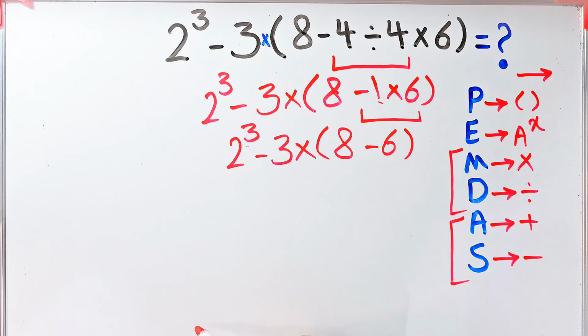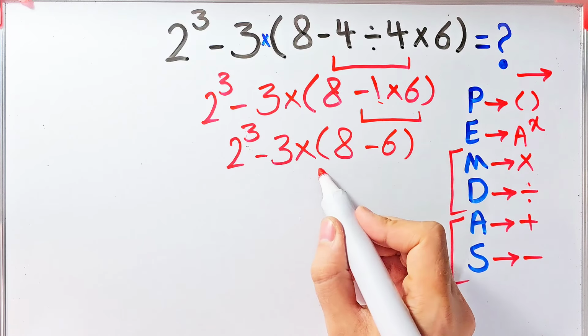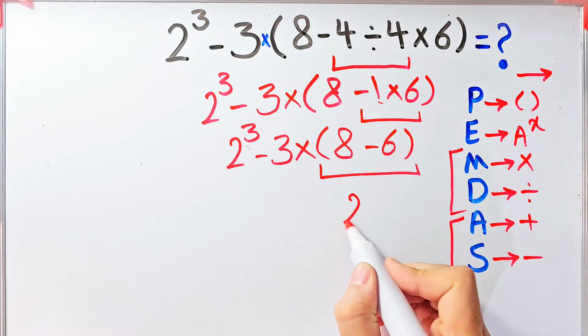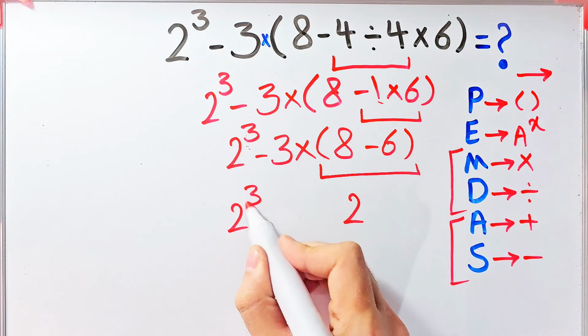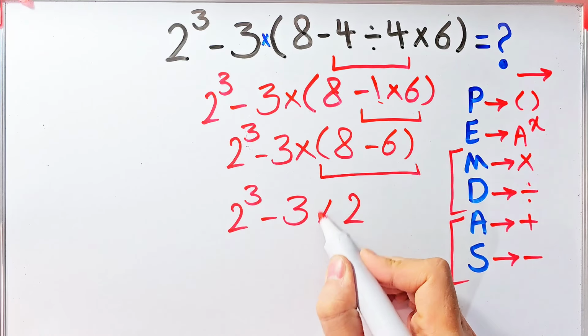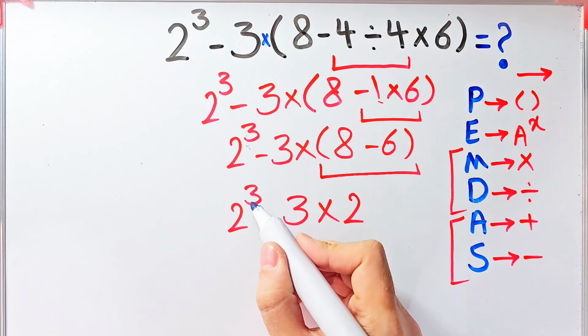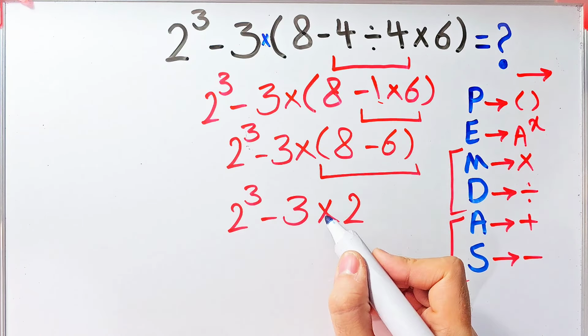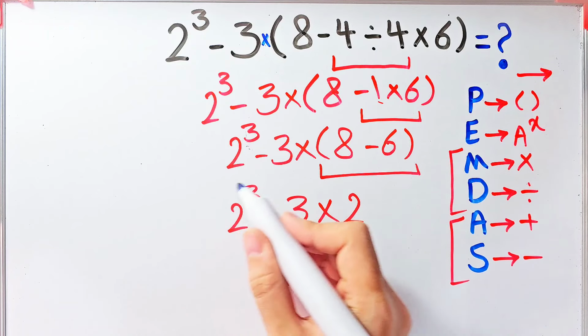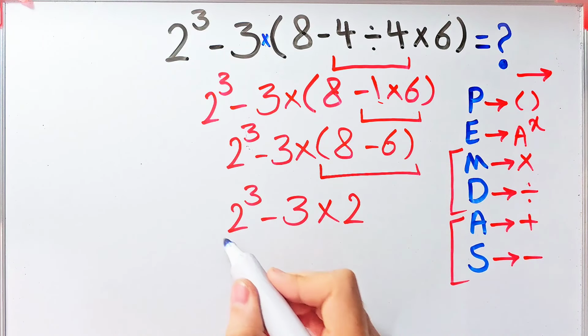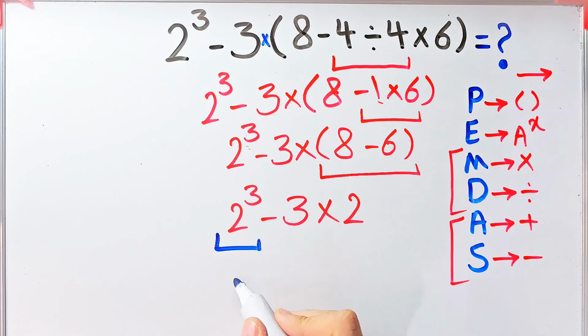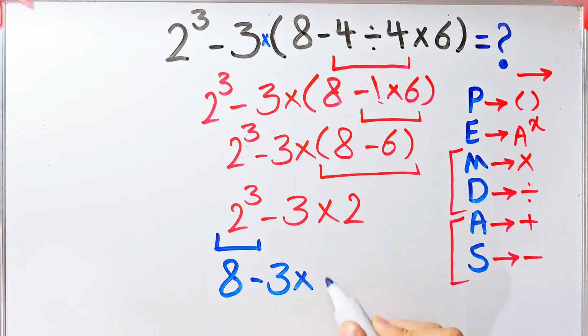Again we simplify the parentheses. 8 minus 6 equals 2. We have 2 to the power of 3 minus 3 then times 2. In this step we have exponent, subtraction and multiplication. First we simplify the exponent. 2 to the power of 3 equals 8. We have 8 minus 3 then times 2.